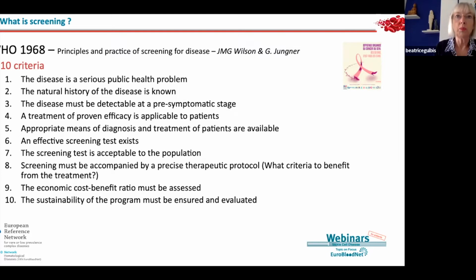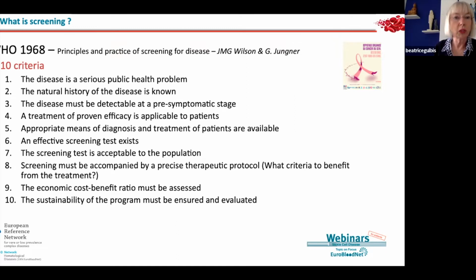Since you offer this opportunity of screening to a certain amount of the population or all the population, at birth for example, in neonatal screening, there must be an economic cost-benefit ratio. And then the sustainability of the program must be ensured and evaluated. This means that you say, okay, I can screen the condition, then if there is a positive test, I can make the diagnosis. And finally, I can give a treatment and all the comprehensive care that is needed. So I have to prove that I have made the test and indeed there is a benefit for the patients.